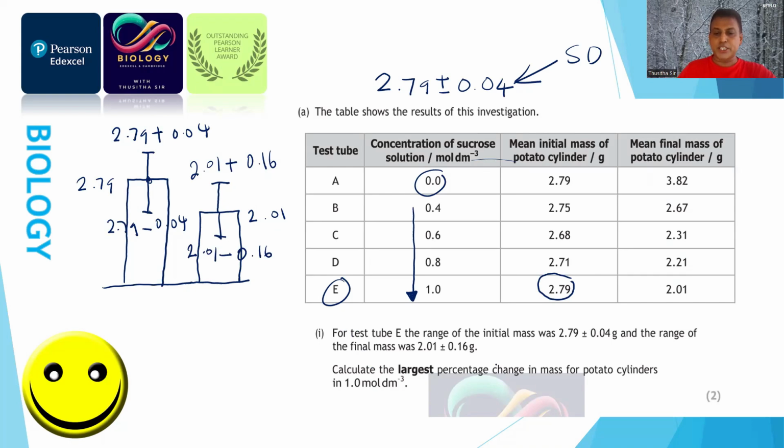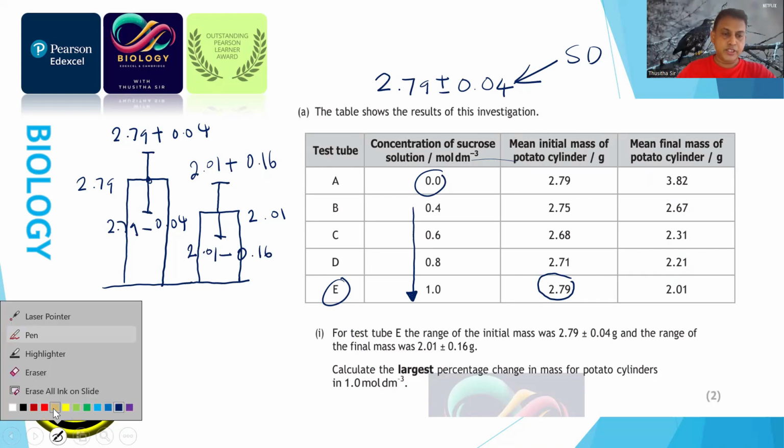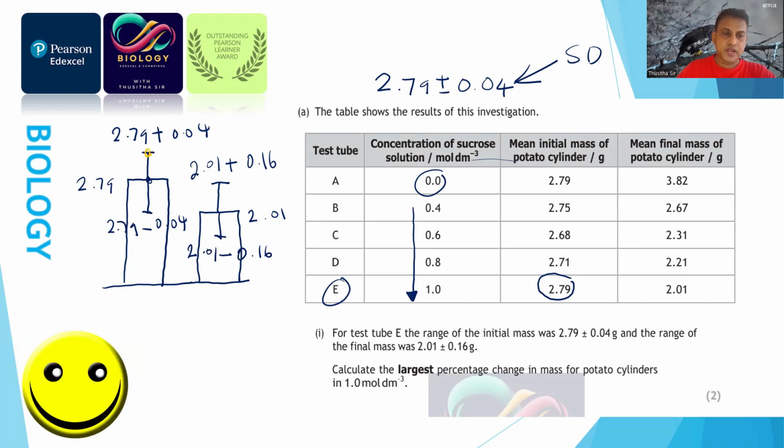Calculate the largest percentage change in the mass for potato cylinders in 1 cm cube. Right, so I will show you the largest. If we take this value and this value, we can get the largest difference. So for the percentage calculation, you have to take these two values if you want to see the largest percentage change. So now I use these two values to calculate the percentage change.